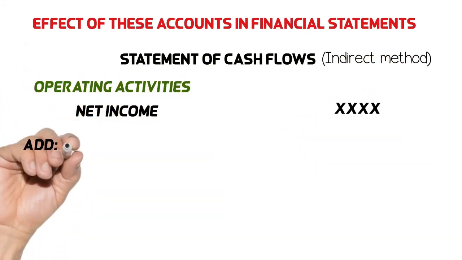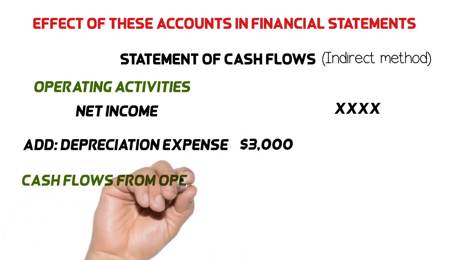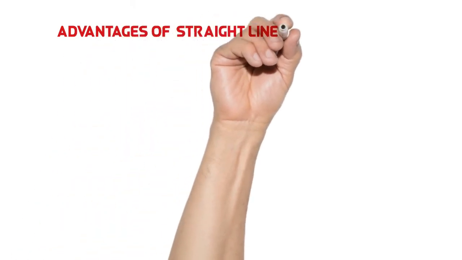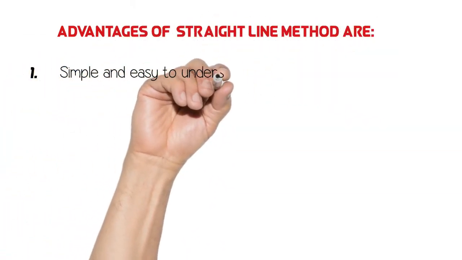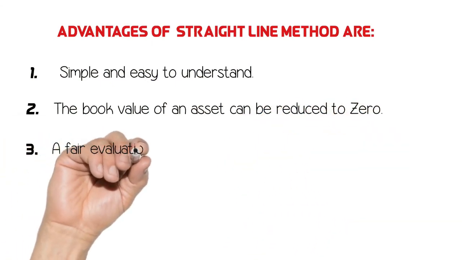Fortunately, the straight line depreciation method has advantages as well. 1. Simple and easy to understand. 2. The book value of an asset can be reduced to 0. 3. A fair evaluation of an asset each year in the balance sheet.